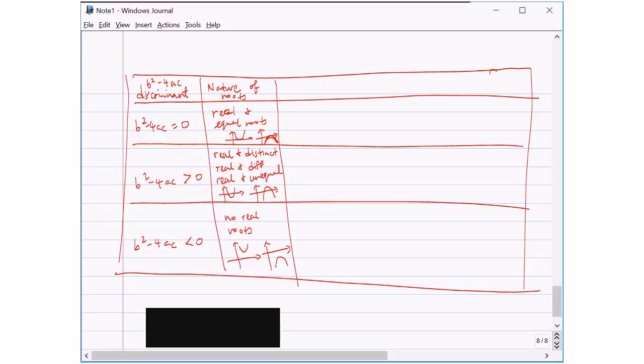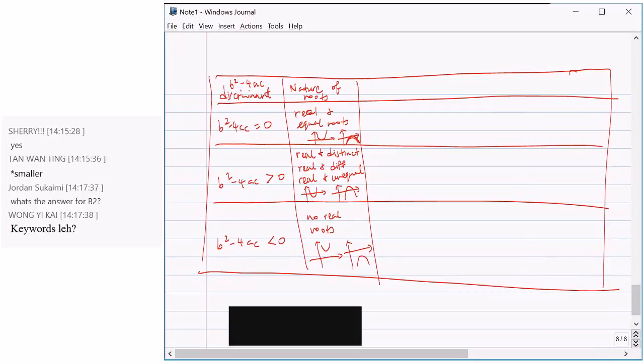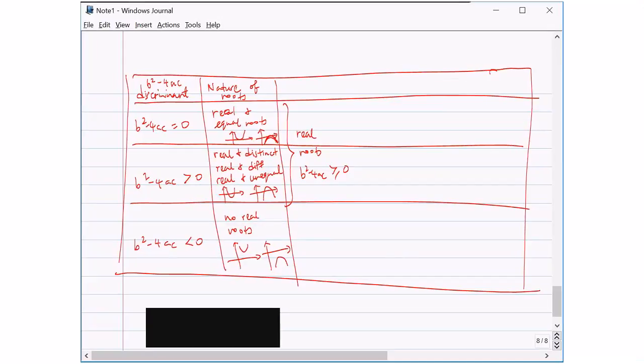Okay. Sometimes the question just says real roots. Doesn't say real and equal or real and distinct. Then we are talking about it can be real and equal or can be real and distinct. Hence, when they just say real roots without saying equal or unequal, you say b squared minus 4ac can be bigger than or equal to 0. Okay? So far so good. Now this is talking about the nature of roots.